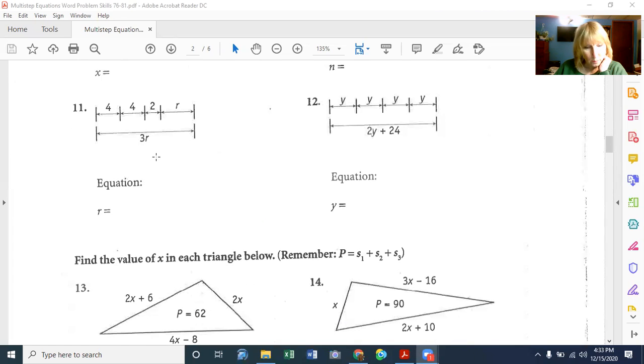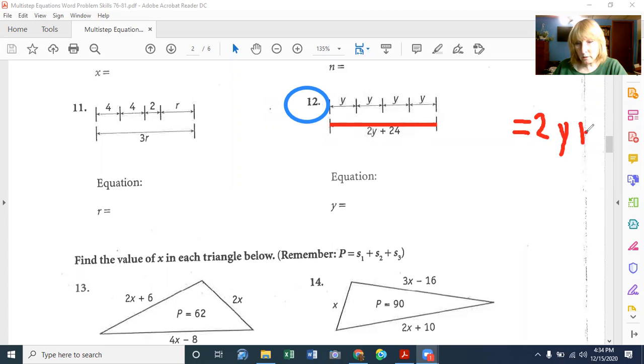And let's look at number 12. What on earth are you supposed to be doing here, right? Well, we have our total. Use a different color here. So where's our total line? Right here. So 2y plus 24 is my total. So my answer is going to equal 2y plus 24. What's my left side going to be?